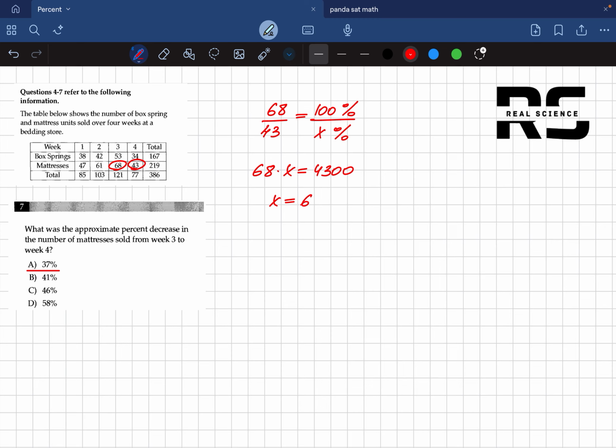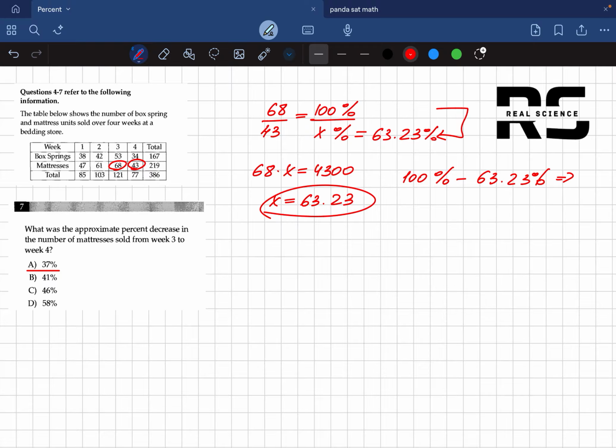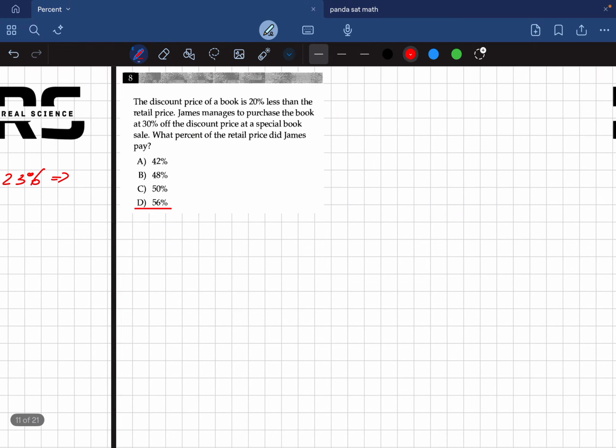That's going to be 63.23. But this is not an answer. Why? Because they are asking us what was the approximate percent decrease. So they're asking us for the change in percentage. Now we just have to subtract. So that's going to be 36.7%. And the closest one is 37, so A is our answer. Let's look at number 8.